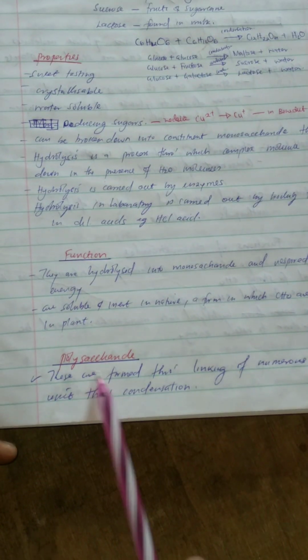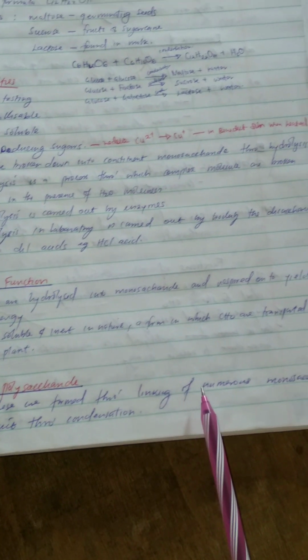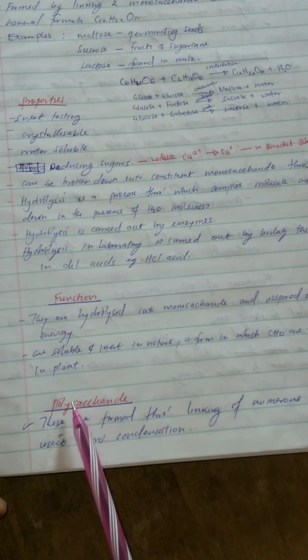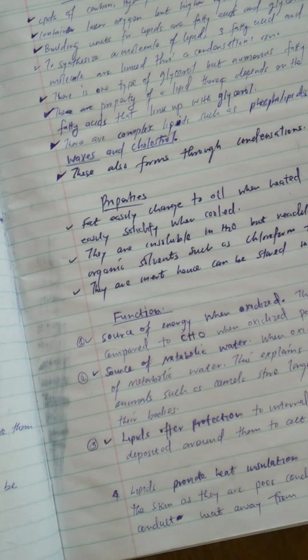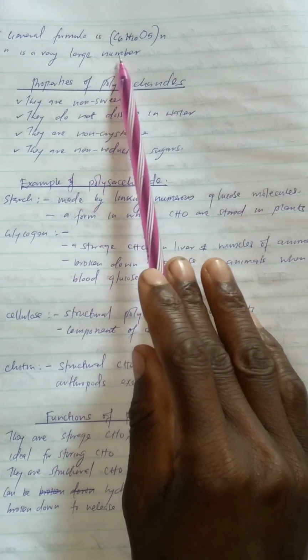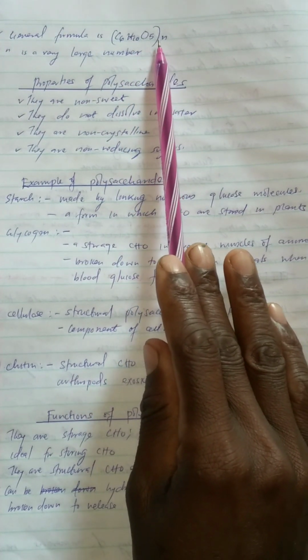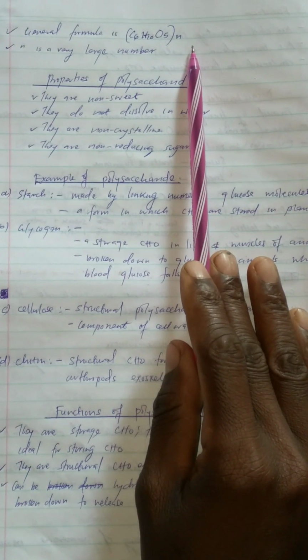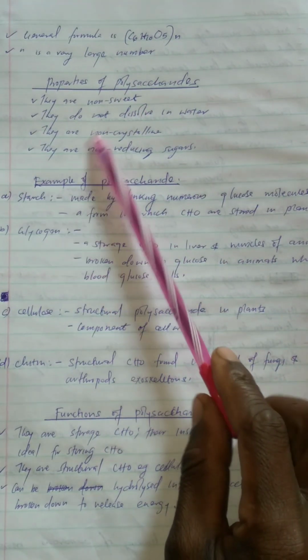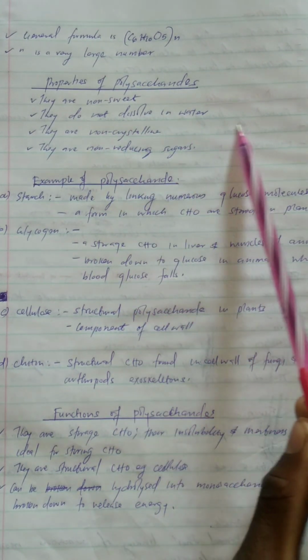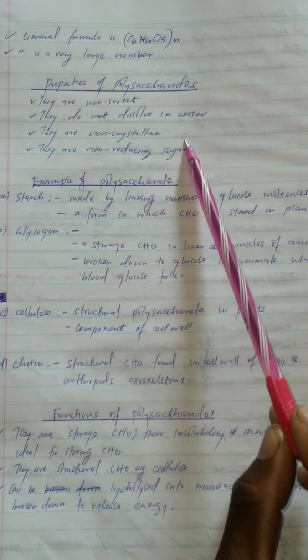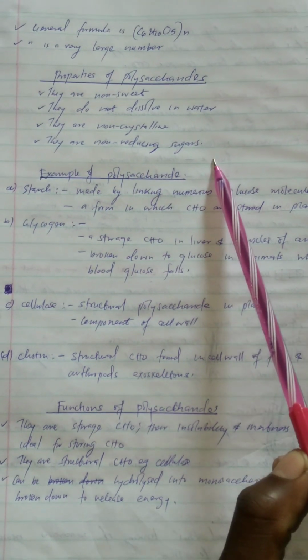The last one is polysaccharides, and these are formed through linking up of numerous monosaccharides, and that's the reason we refer to them as poly. Poly means many. So we link up numerous monosaccharides through the process of condensation. The general formula for polysaccharides is (C6H10O5)n. The n refers to a very large number. Properties of polysaccharides include 1, they are non-sweet. 2, they do not dissolve in water. 3, they are non-crystallizable. And lastly, they are non-reducing sugars.